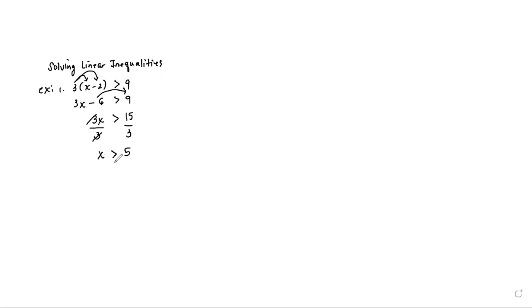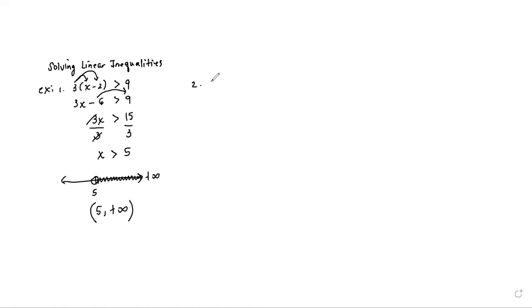But if we want to write it in interval notation, then we can plot 5 anywhere on the number line. Now, since there's an absence of the equal sign, 5 is not included, but everything to its right are included. So that means 5 comma positive infinity is the interval notation. 5 is preceded by a parenthesis, and positive infinity is followed by a parenthesis.